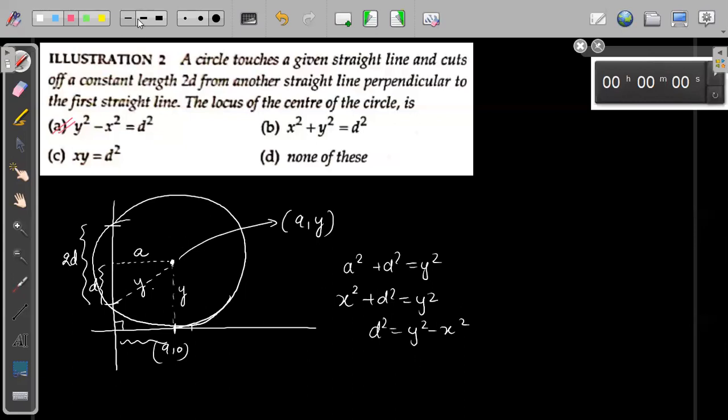Just check. Instead of writing a, y, you can write h and k. So let's take the center as h comma k. This is h, this is k, so that it will be easy to understand. So h square plus d square is equal to k square. This is x square.